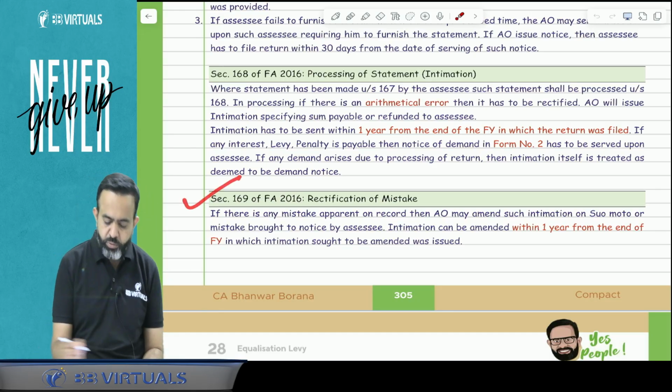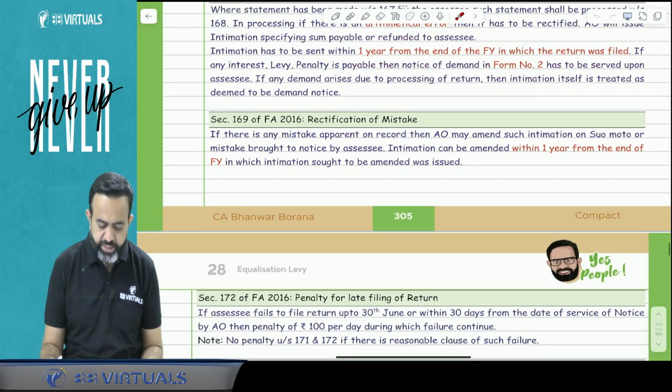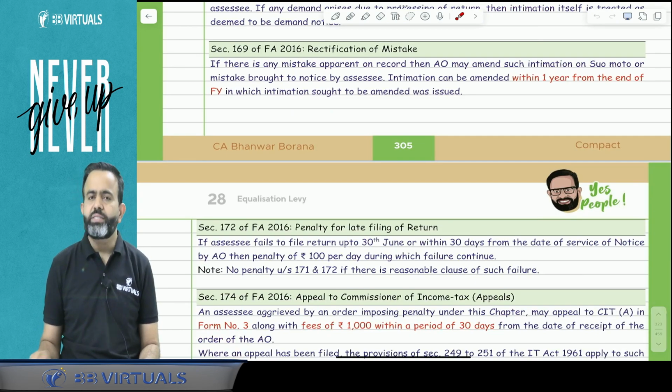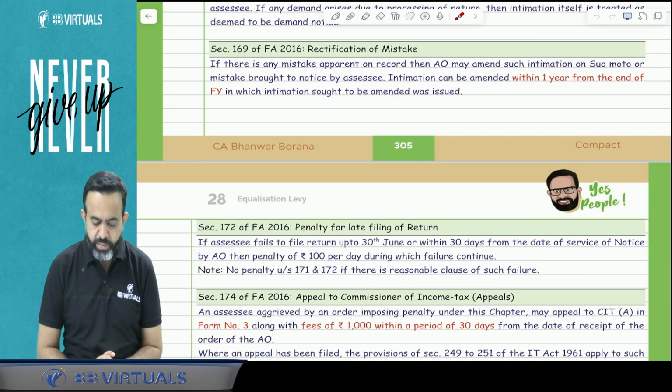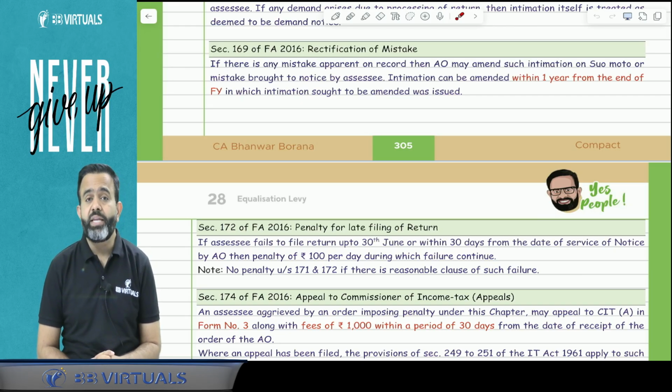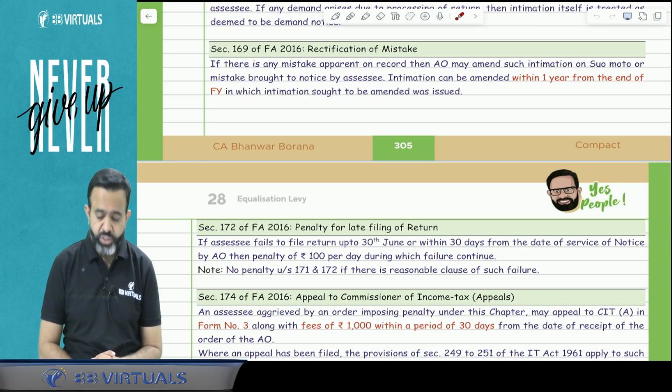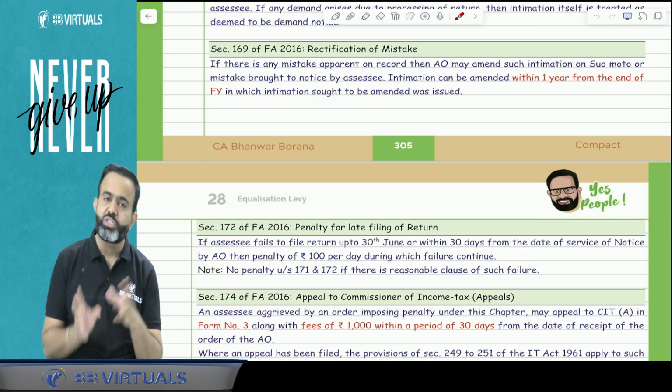Now next part is related to the rectification of mistake. Now what is the rectification of mistake? Suppose for an example guys, if any intimation is issued, and in the intimation, if there is any mistake apparent on record, then is rectification possible or not? Answer is yes, rectification is possible.